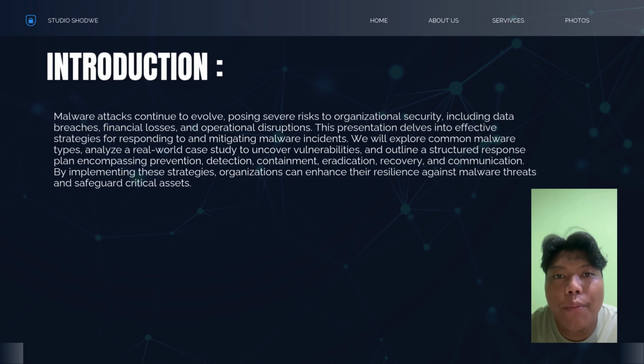We will explore common malware types, analyze a real-world case study to uncover vulnerabilities, and outline a structured response plan encompassing prevention, detection, containment, eradication, recovery, and communication. By implementing this strategy, organizations can enhance their resilience against malware threats and safeguard critical assets.